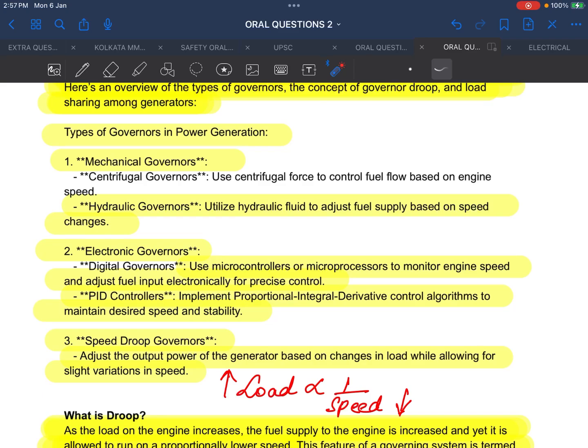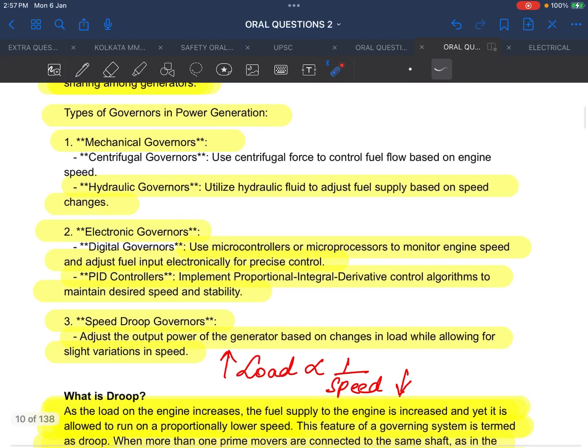If you want to know in detail, you can go through it. I will explain the governor in a separate video because how the governor works is a very lengthy process, and I will show you one by one. For now, just understand: mechanical governor, hydraulic governor, electronic governor controlled by PID controllers, digital governors, and the speed droop governor. These are the types of governor.